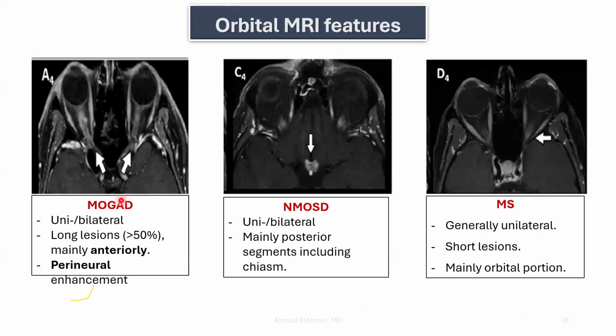While in NMO and MOG, long segment enhancement, more than 50%, and the difference between NMO and MOG is that NMO involves usually the posterior part or the chiasm, while MOG involves the anterior part of the optic nerve. You can see the sheath here is involved. If you see sheath involvement, it's likely to be MOG-associated disease. It's mainly anterior perineural enhancement. Is that clear?